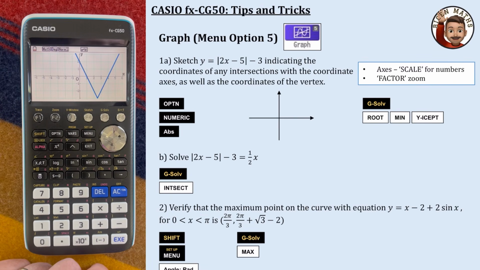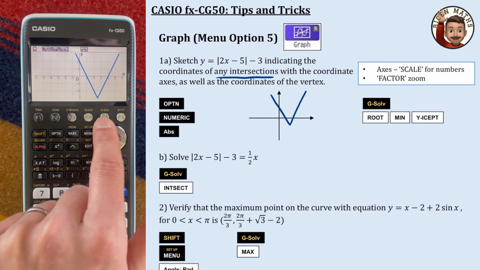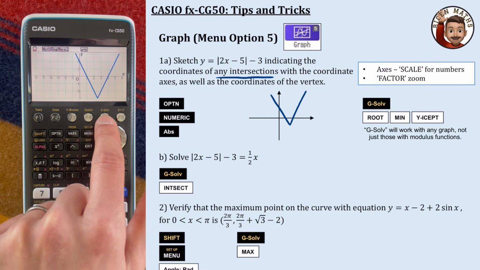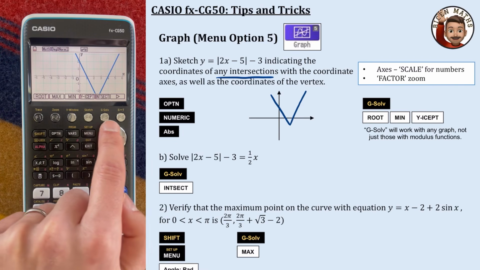Okay, so it wants us to do a few different things here. Now, it wanted us to, first of all, do the sketch. So that means I can actually just go to my graph that I have here. I can draw on the sketch like this. But it did ask for us to have any intersections with the coordinate axes. So if you want to do this, you can press G-Solve, and that's going to do some graphical solving for you. So if I press F5, we've got a few different options here.